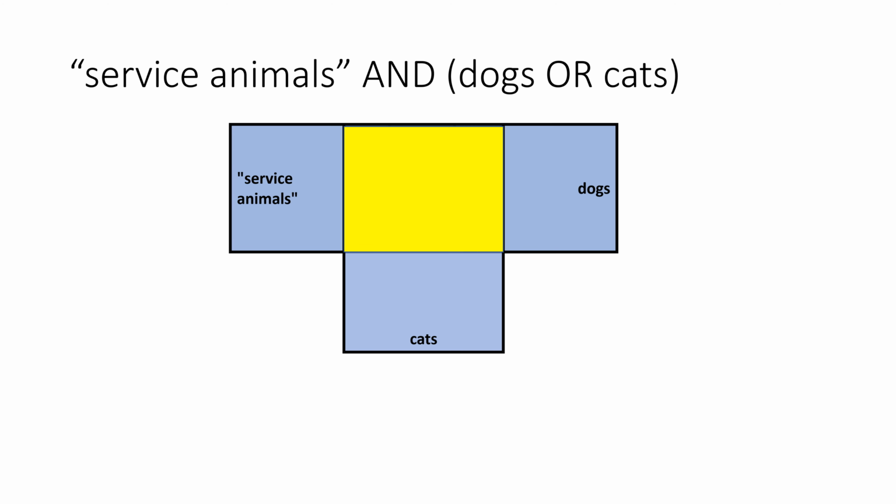So I put the parentheses around dogs OR cats. That way, the database searches that part first and gets all the articles that mention either dogs or cats or both, and then looks within those search results for ones that also mention service animals, the yellow area.